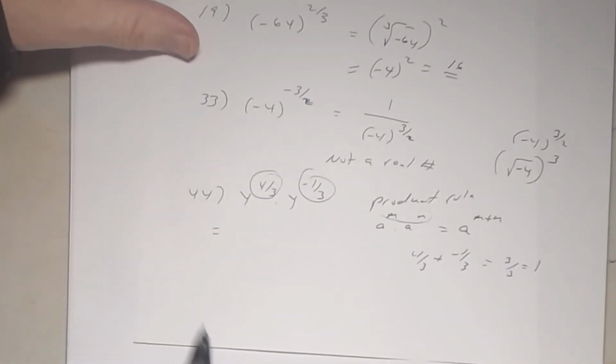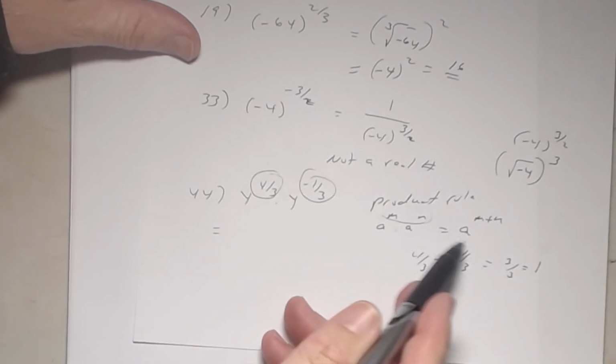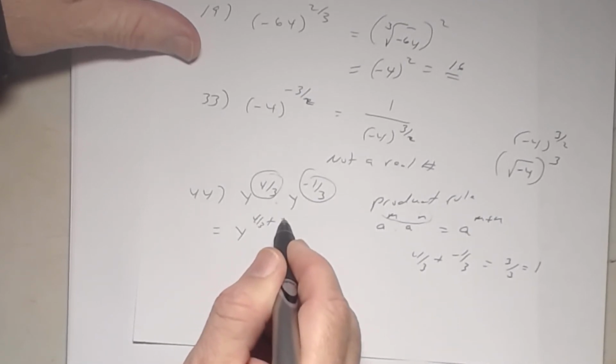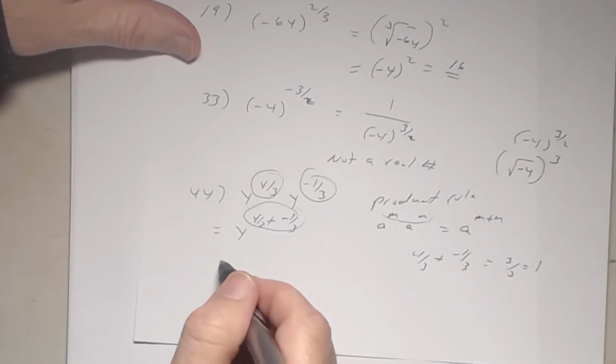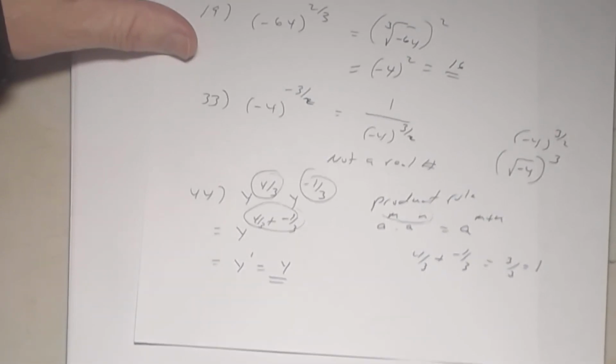All right, so what you may want to do is actually write in that step right here. So that's y to the 4/3 plus what? y to the negative 1/3. And then what's 4/3 plus negative 1/3? 1. So that's y, just y. The answer is y.